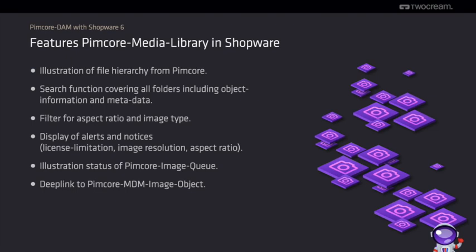Alerts and warnings are available for license limitations, poor image resolutions of the source image, and image limitations of the aspect ratios. The Pimcore image queue is displayed in the Shopware admin as well, to have an indication if Pimcore is still rendering thumbnails. Deep links to the image object within Pimcore are also available in the Shopware admin.